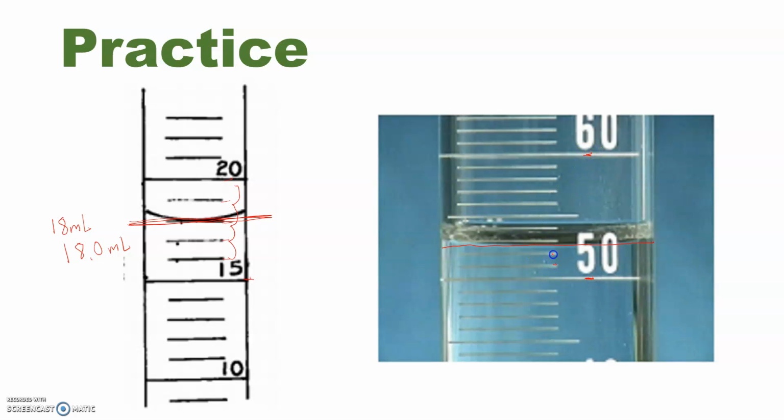Looks like there's 1, 2, 3, 4, 5, 6, 7, 8, 9, 10. There's 10 markings, so each one represents 1 again. So we got 50, 51, 52, and 53. So it's between 52 and 53. So I know it's 52 point something. I'm just going to estimate it's about 52.8 milliliters. If you had the 52.7 or 52.9, call it good enough.